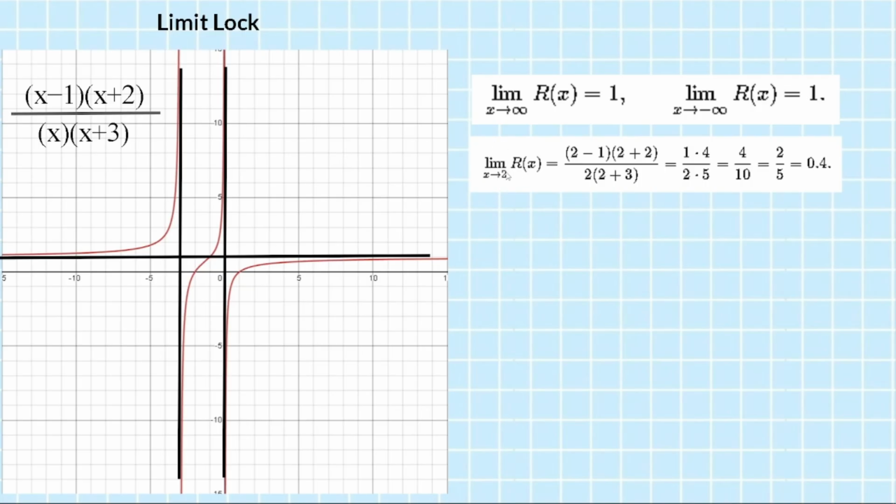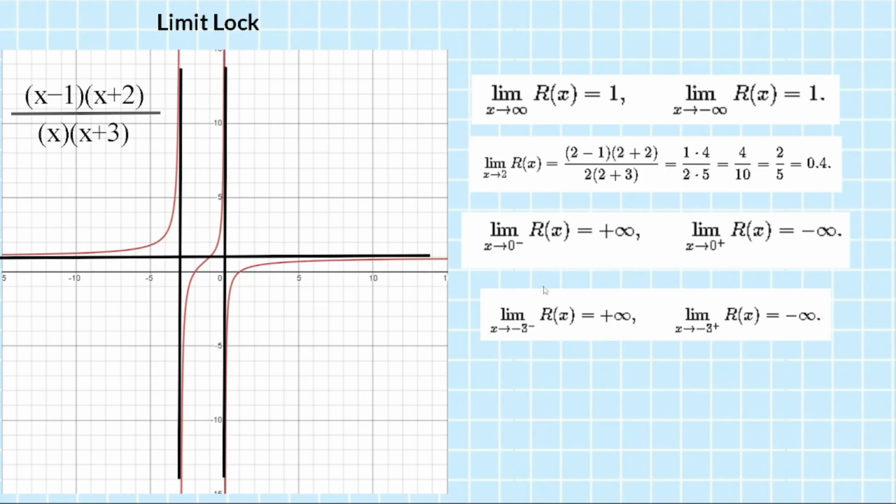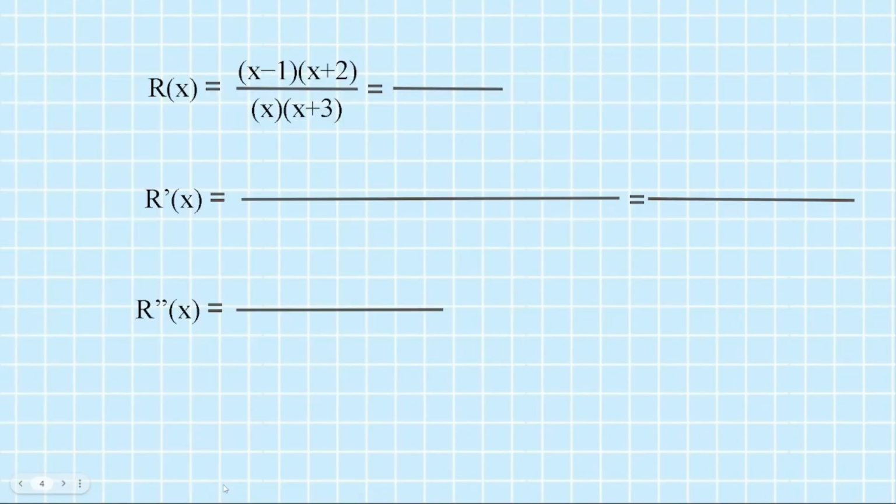Since we had a hole at x equals 2, we could simply plug that point into the canceled function, and we're going to get 0.4 at that point. But remember, on the actual function, that point doesn't exist. That's just where the limit is. And then when we look to the left of 0, we can see that there's a limit of infinity, and to the right, negative infinity. And for negative 3, to the left there's positive infinity, and to the right is negative infinity, because that's where it approaches.